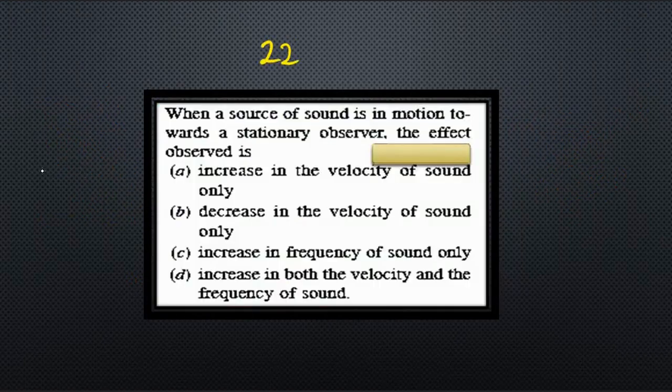Moving into question number 22. When a source of sound is in motion towards a stationary observer, the effect observed is... Easy answer. Yes, Doppler's effect, increment of frequency.